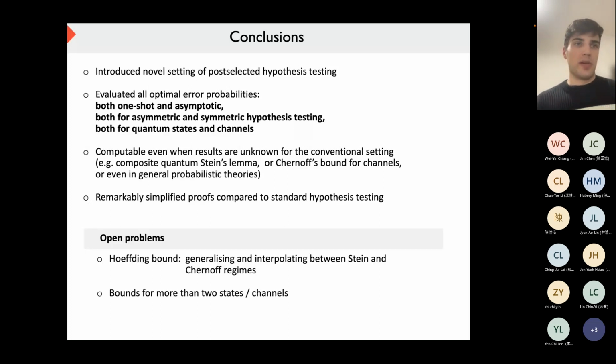There are open questions, of course. One is, for example, that in hypothesis testing, not just the Chernoff and the Stein exponents matter. There's also a whole family of exponents which generalize and connect these Stein and Chernoff regimes. It will be interesting to understand this also for this post-selected setting, but we have not been able to do that yet. And of course, we only characterized the case of two channels or two states, which is probably the most fundamental, but nevertheless, it will be interesting to understand what kind of balance we can get when we have n states or n channels.